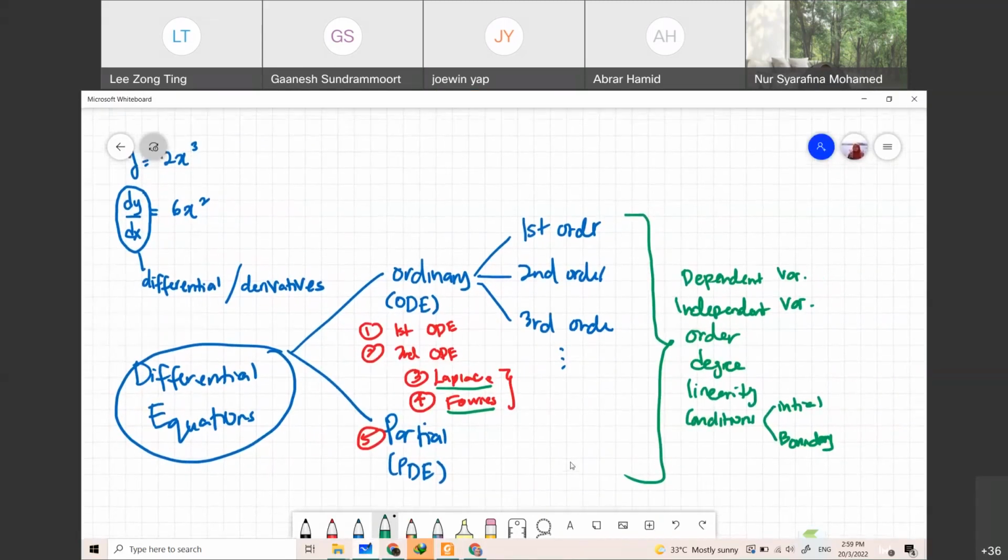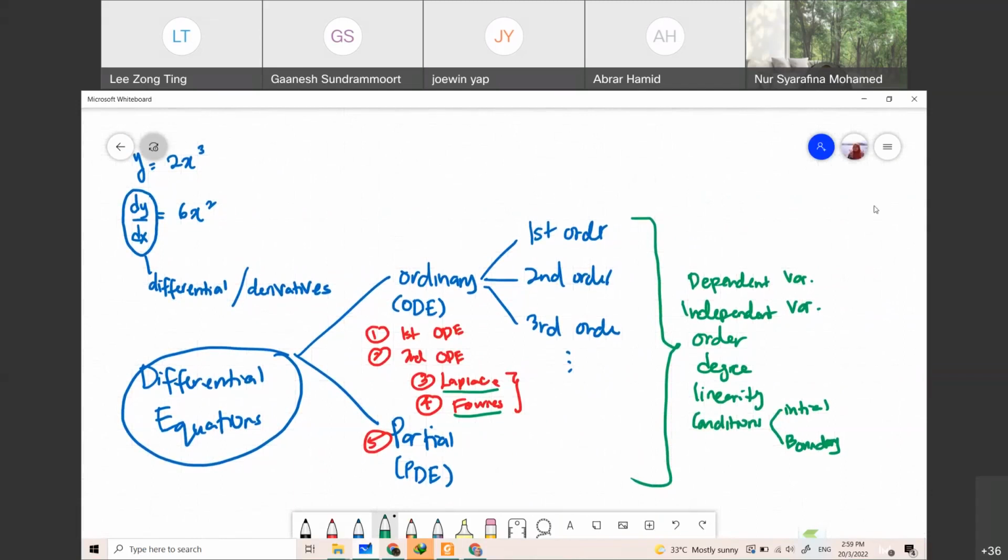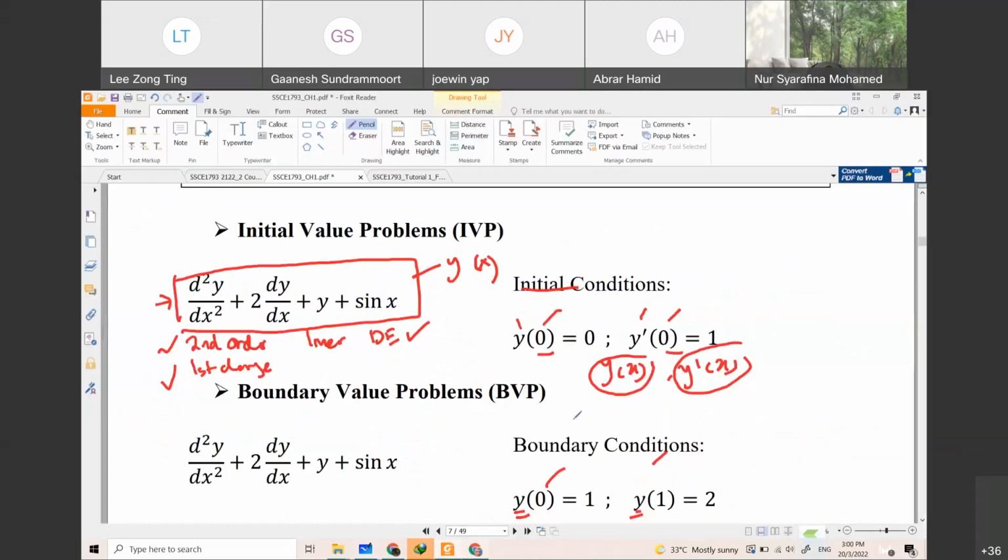Basically, this is the picture of what you are going to learn this semester. For differential equations, there are two types: ordinary and partial. In ordinary, you have to know first, second, third, and fourth order. You need to understand all of these terms first: dependent, independent, order, degree, linearity, and condition, which we have done today. Clear? Yes, doctor. All right, good.